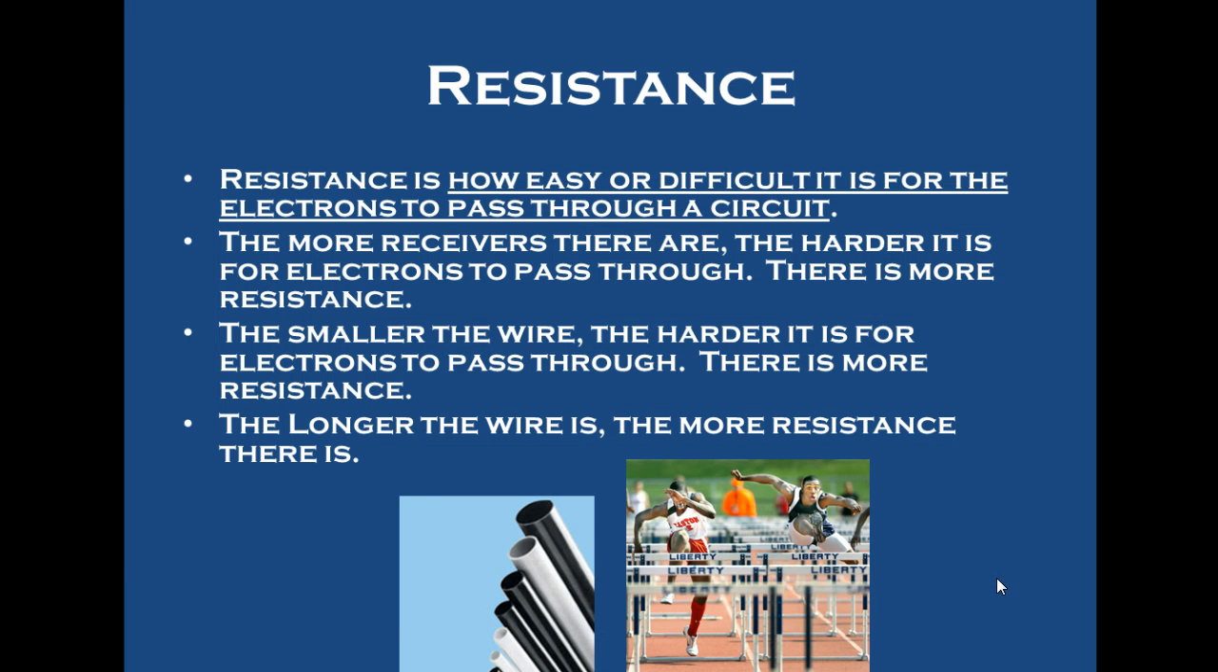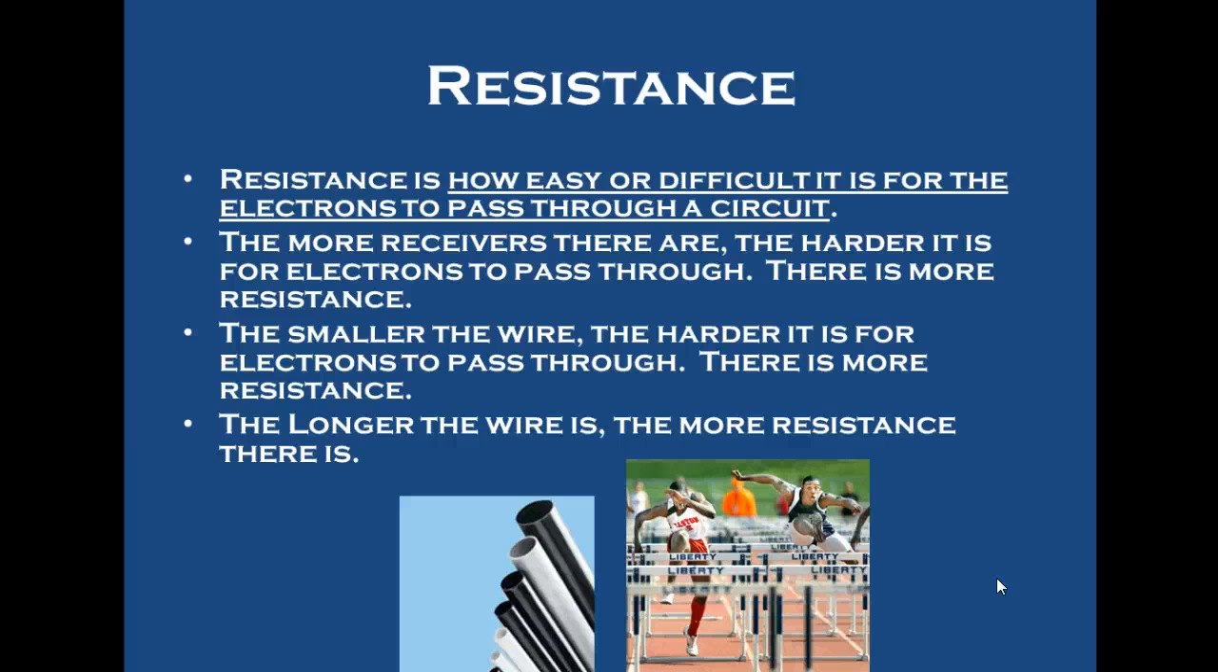Okay, so earlier we talked about resistance. Resistance is how easily or difficult it is for the electrons to pass through a circuit. Kind of like an insulator, but resistance, if someone resists doing something, they're usually going to give you a hard time about doing it. The more receivers there are, the harder it's going to be for electrons to pass through. There's more resistance. In other words, there's more places to stop.